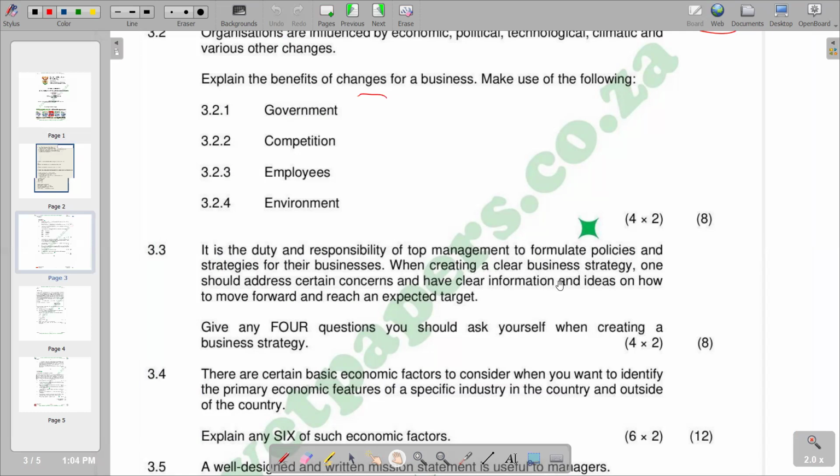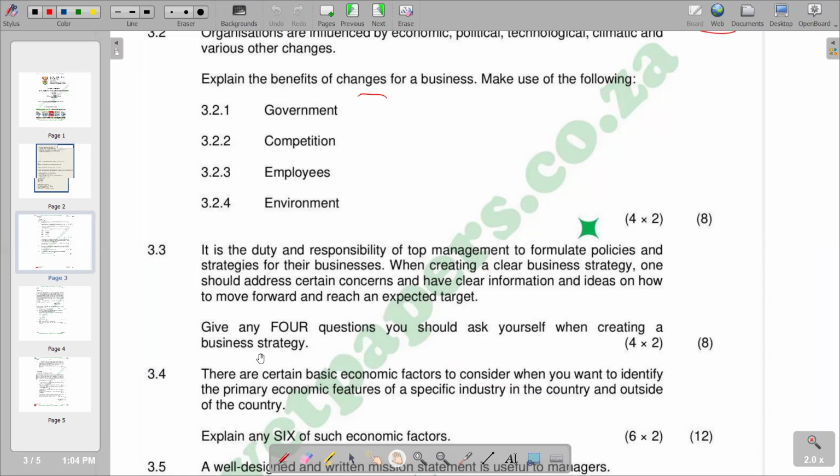When creating a clear business strategy, one should address certain concerns and have clear information and ideas on how to move forward and reach an expected target. Give any 4 questions you should ask yourself when creating a business strategy.